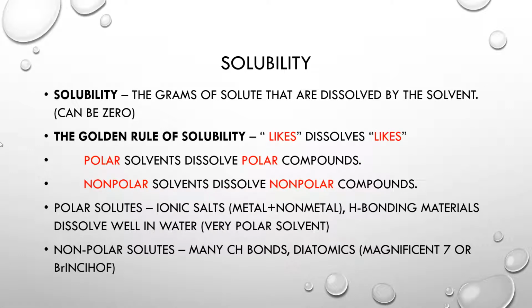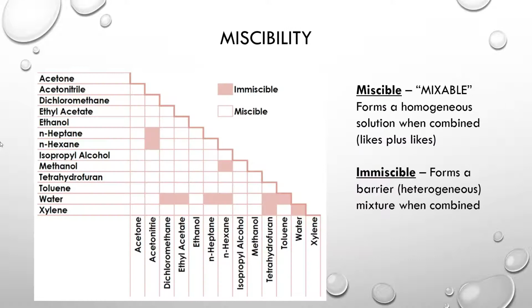So polar solutes are like ionic salts, which all dissolve in water. We talked about this when we did that little lab in class. Hydrogen bonding materials dissolve well in water. Anything where you have something water can grab onto, you need that polar bond, that plus-minus situation. Nonpolar solutes have a lot of C-H bonds, diatomics like Br2 or I2, right? They don't have anything for water to grab onto.